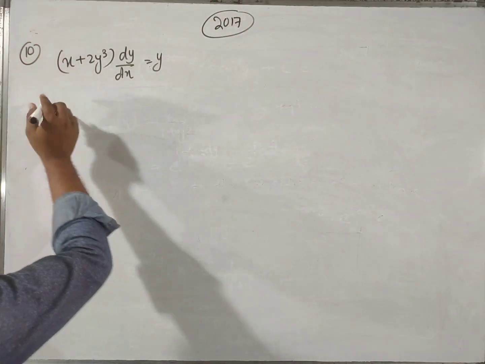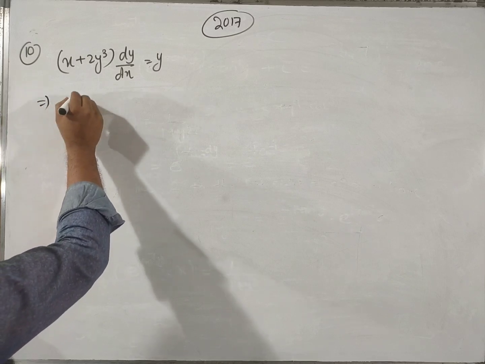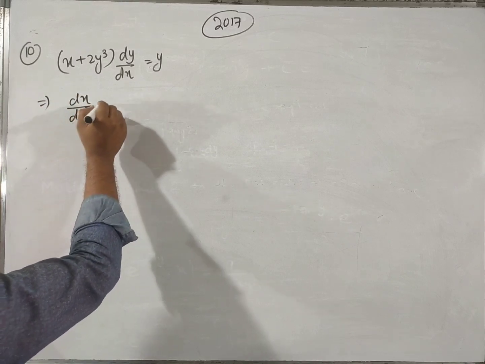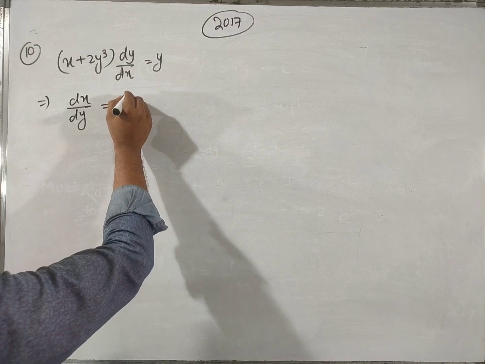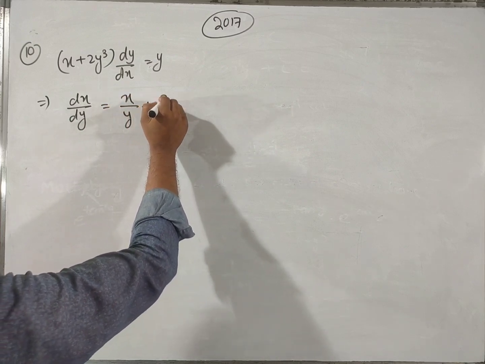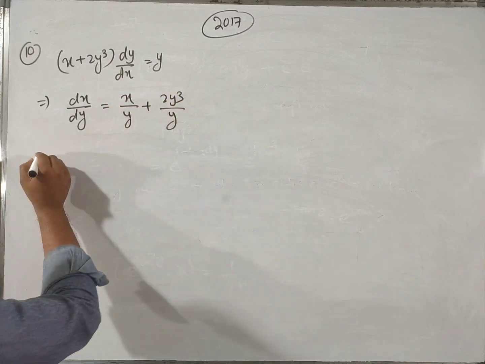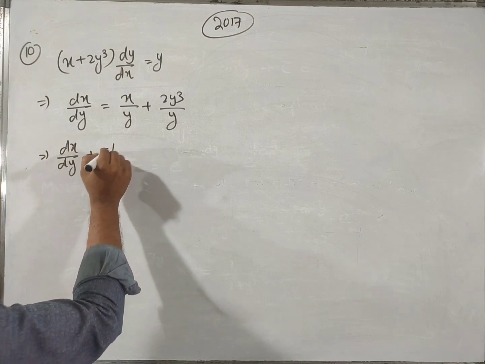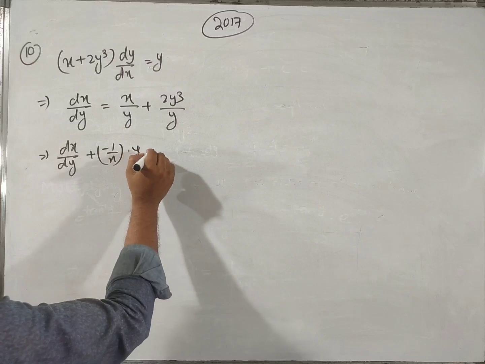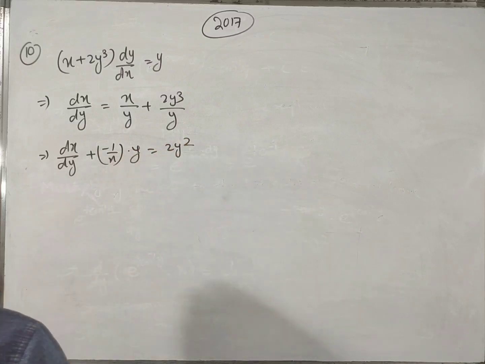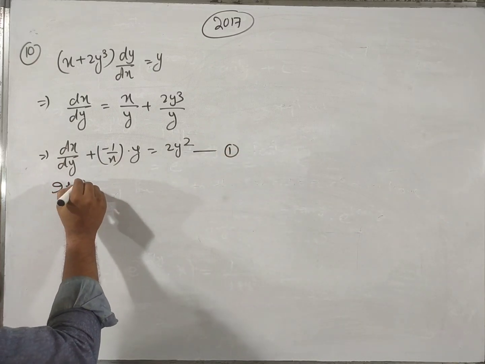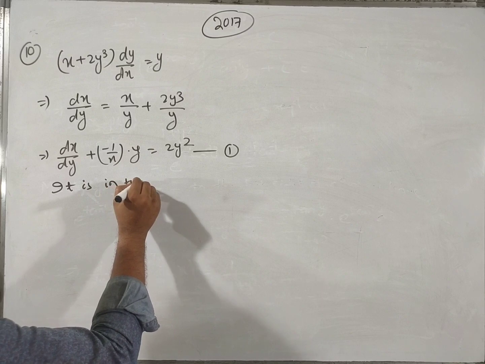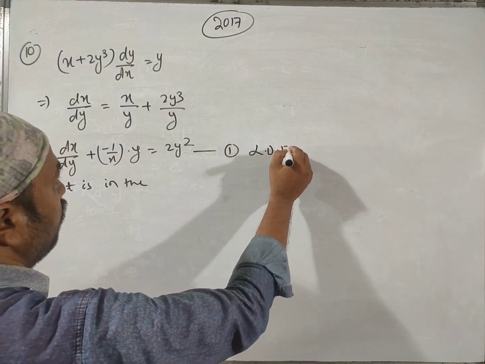So here it is question number 10. It can be written in the form of dx/dy = x/y + 2y³/y. Then it is dx/dy + (−1/y)·x = 2y², and here it is equation number 1. It is a linear differential equation.